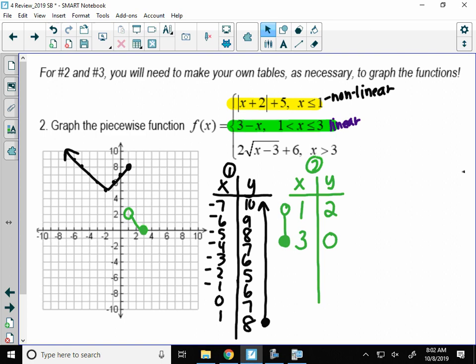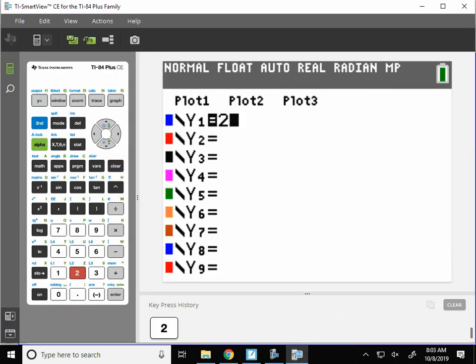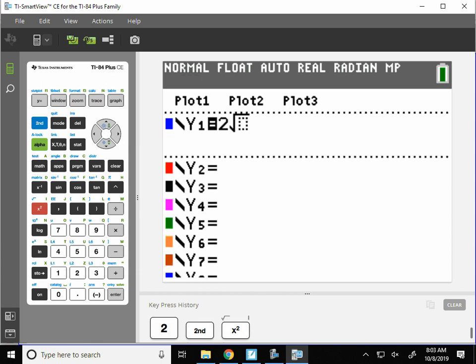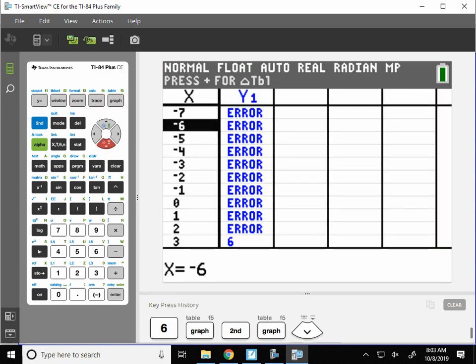Now the last one here, I'll make one more table for. And on my table, my third table, I again have a ray and nonlinear. Alright, so because it's a ray and because it's nonlinear, I need to use my calculator again. So let's type the function 2 square root of x minus 3, arrow out of the square root, and type +6. Okay, here's what the picture is going to look like. And we're going to graph from 3 and larger. So let's find the points that are going to fit here on my graph.